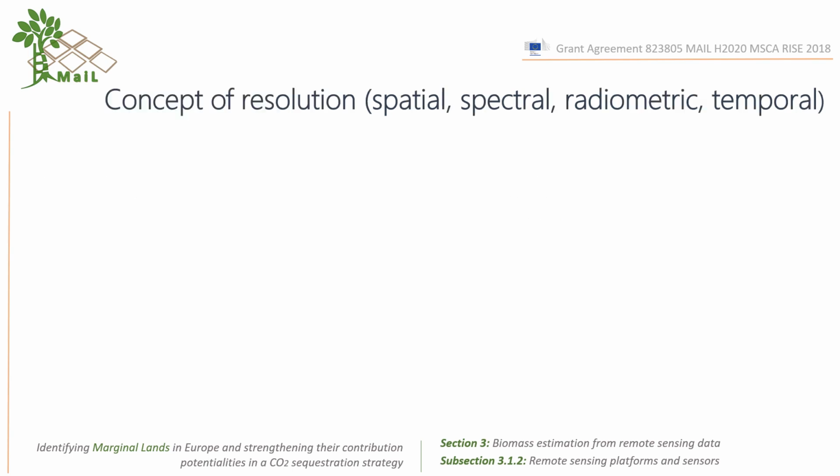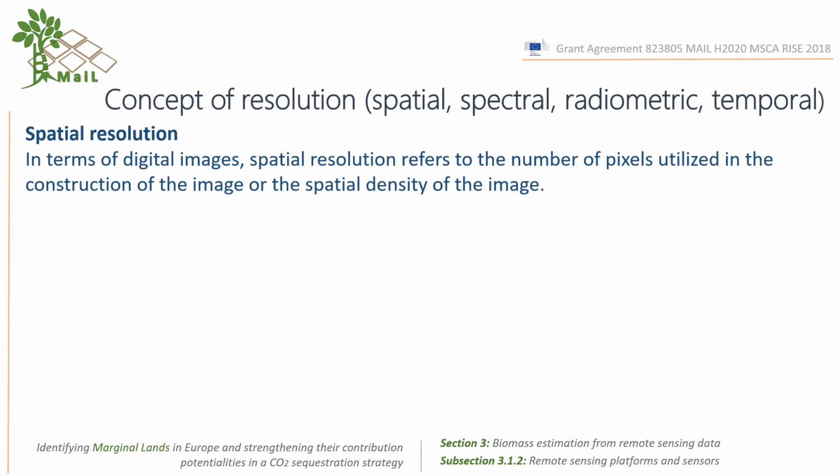Spatial resolution in terms of digital images. Spatial resolution refers to the number of pixels utilized in the construction of the image or the spatial density of the image. It implies the smallest object or pixel that a single sensor can detect on the ground. The recognizability of this detected object is another issue.